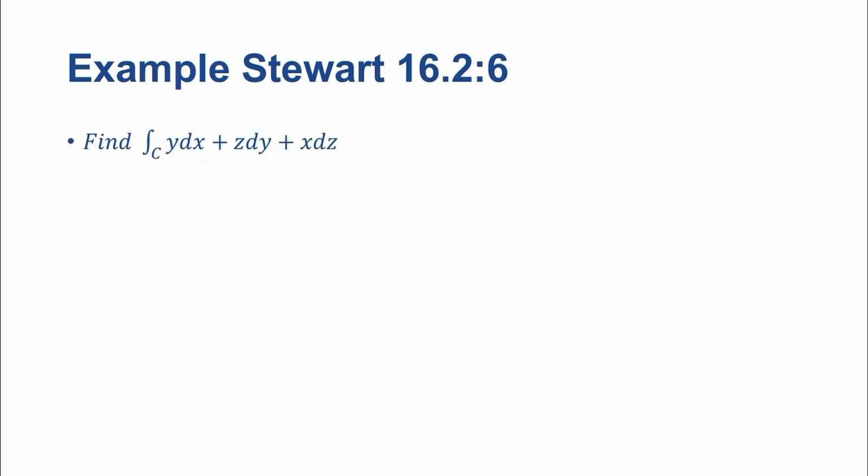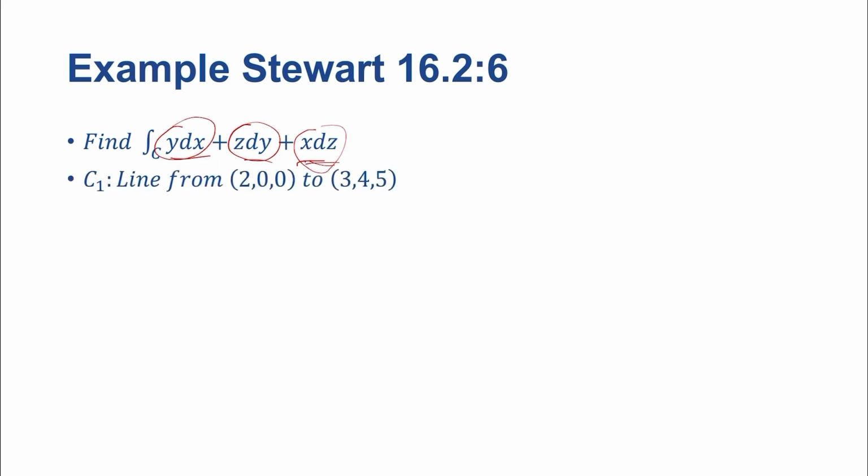So we'll find the integral, and this is a new way of doing it. We can separate these sometimes if we want, the functions and the differentials. If we want to separate them, we are allowed to do so. So we're finding the integral of y dx plus z dy plus x dz. And we're going to be doing two curves. So the first is a line from point 2, 0, 0 to 3, 4, 5.